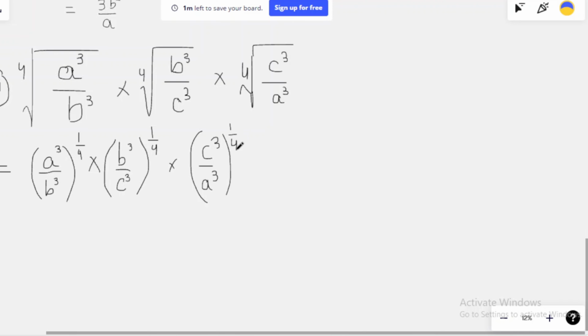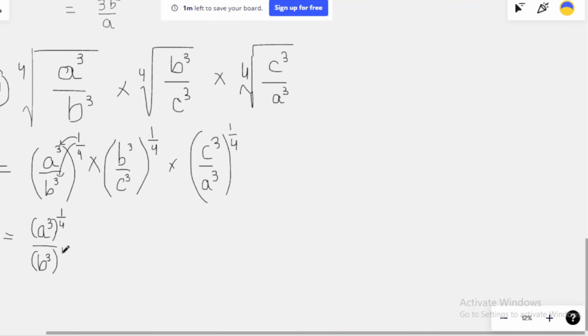Now, to simplify it further, we'll split this power over the group, which here means this 1/4 will be distributed over the numerator and the denominator. And when you have a power inside and outside, they are simply multiplied. If I write it, it will be a^3 raised to the power 1/4, and then b^3 raised to the power 1/4.